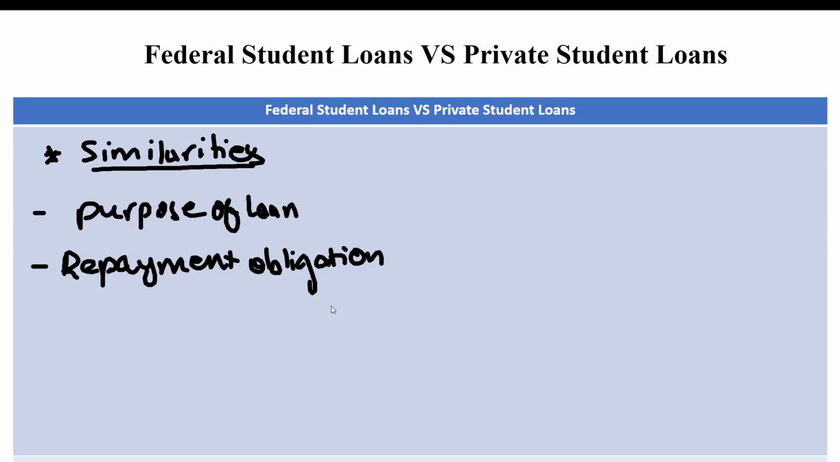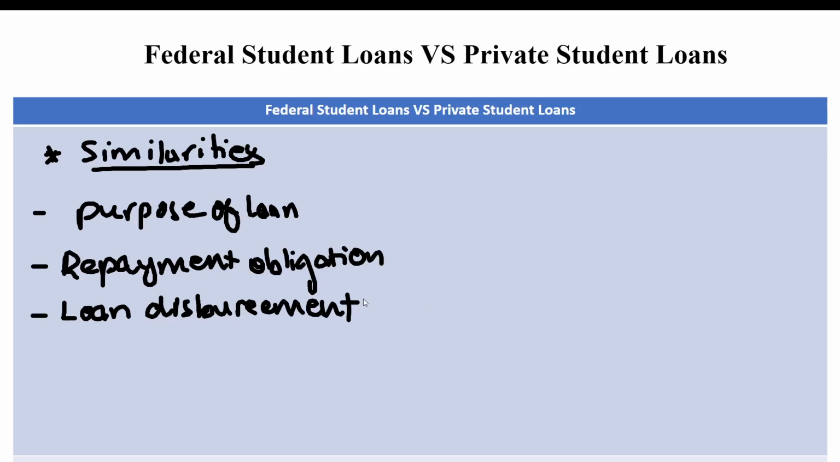Then we have loan disbursement. For both federal and private loans, funds are generally disbursed directly to the educational institution to cover tuition and fees. Any remaining funds are sent to the student for other educational expenses.